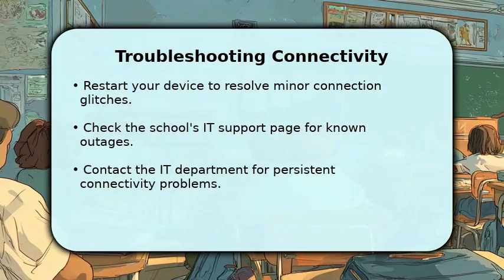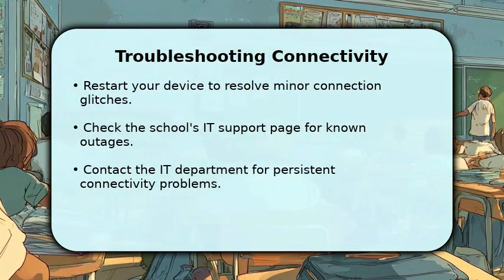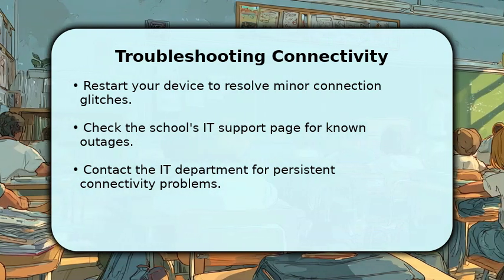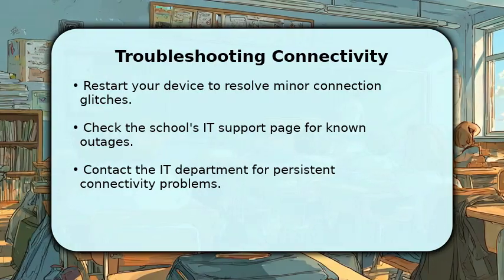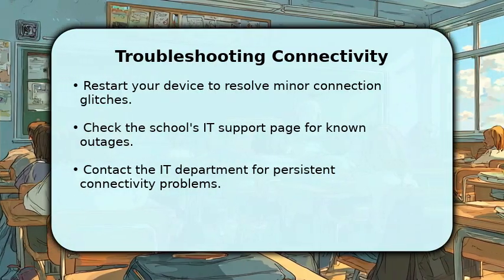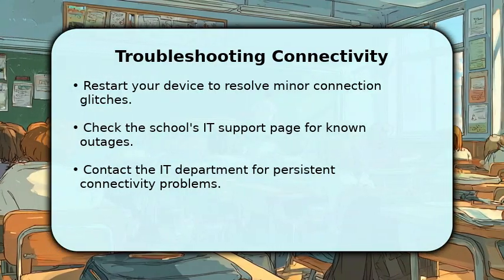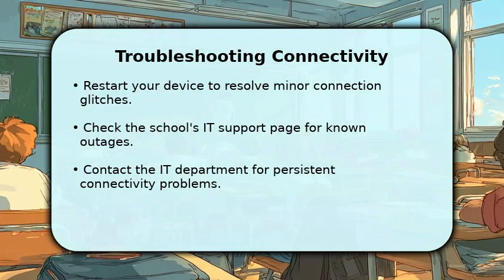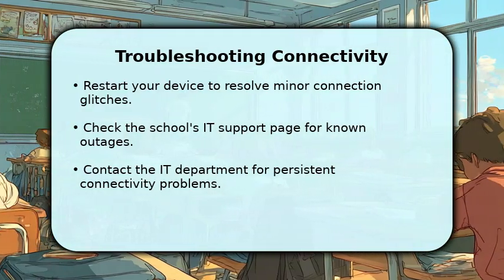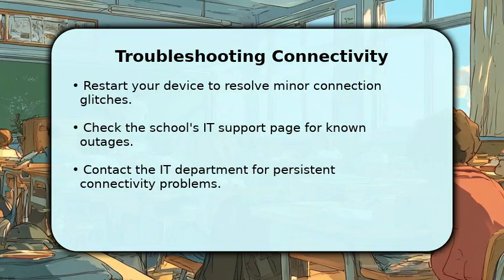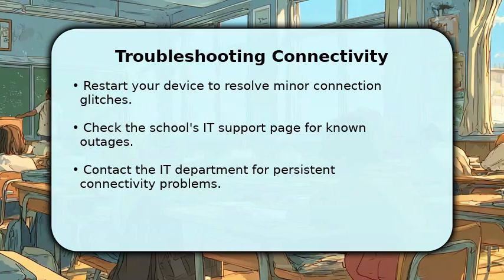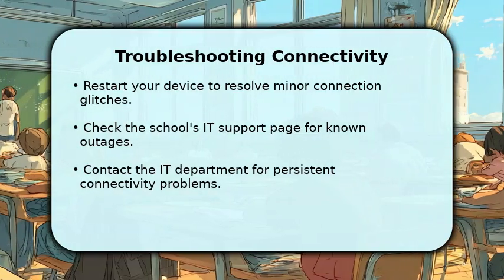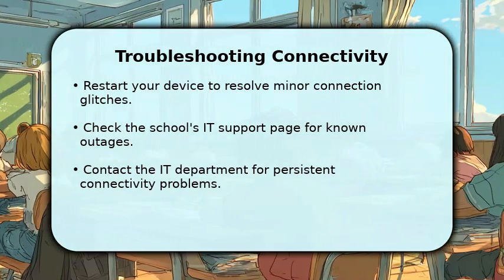Encountering connectivity issues can be frustrating, but many can be resolved easily. First, try restarting your device. This often clears minor glitches. Next, check the school's IT support page or announcements for any known network outages or maintenance schedules. If the problem persists after these steps, don't hesitate to contact the IT department directly. They are there to help you get back online quickly and efficiently.